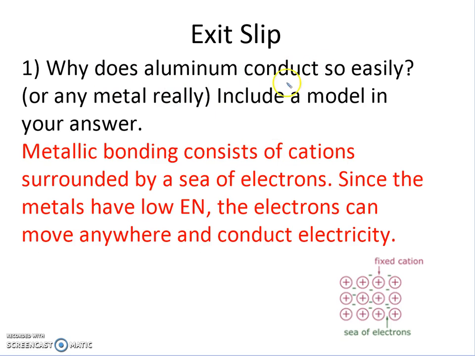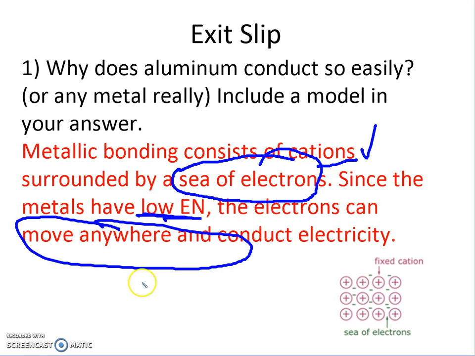So this first one, why does aluminum conduct so easily, or any metal? Include a model in your answer. So metallic bonding consists of cations surrounded by a sea of electrons. That's a key term right there, this sea of electrons. You could have also said delocalized electrons. Since the metals have a low electronegativity, the electrons can move anywhere and thus can conduct electricity. And then I just stole the diagram from the reading where it has fixed cations, which means they can't move, and a sea of electrons, these negative, can move around at any time. So check for the model. So that's 3 checks for number 1.